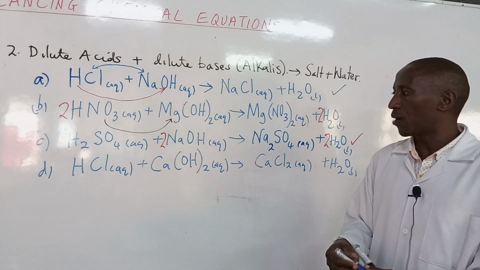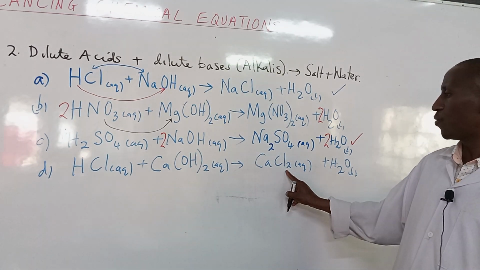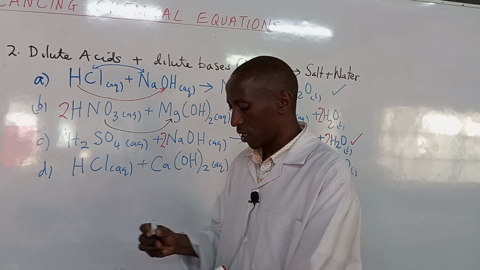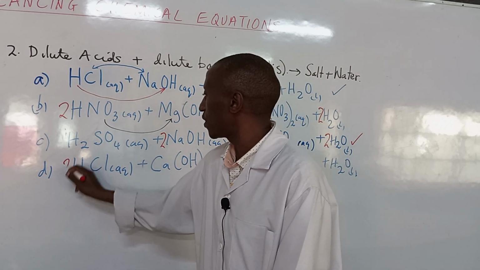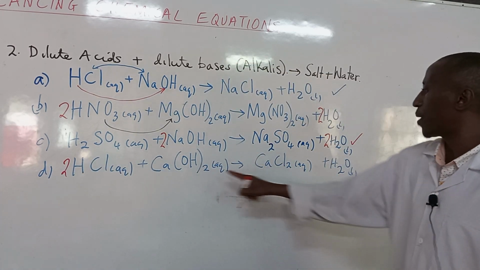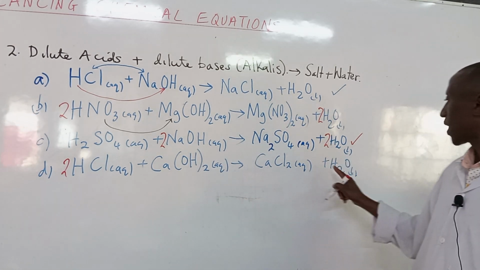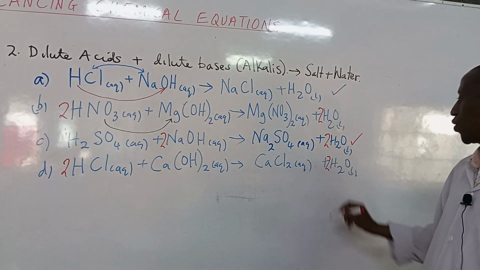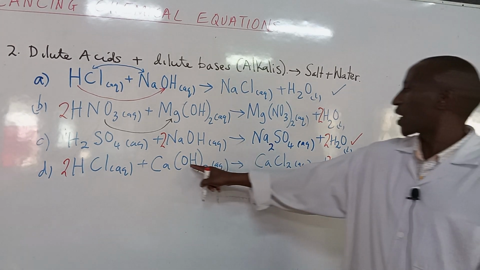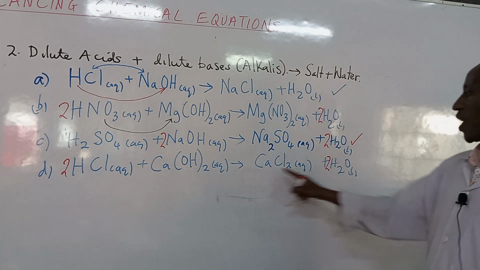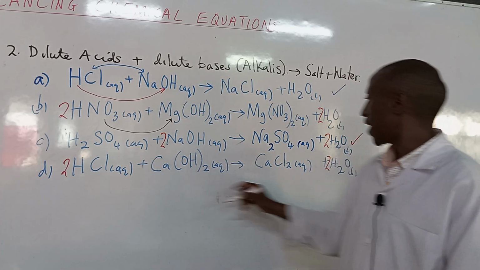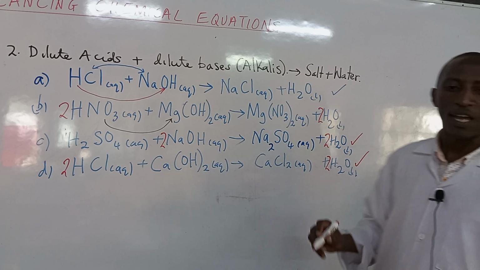Now we move on and balance. We have 2 chlorines, so we need to have 2 chlorines here, 2 hydrogens here, plus these 2, that makes 4, and therefore we need 2 here. The oxygens are 2, and here they are 2. Calcium is 1 here, 1 here, and that equation, viewers, is balanced.